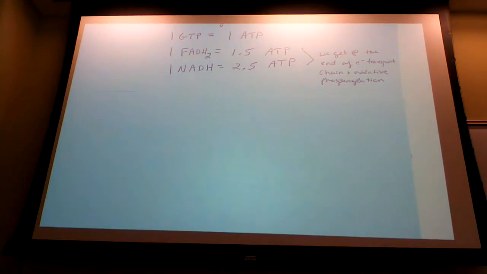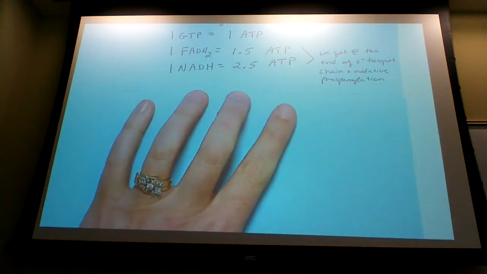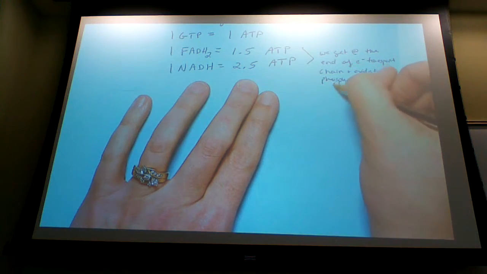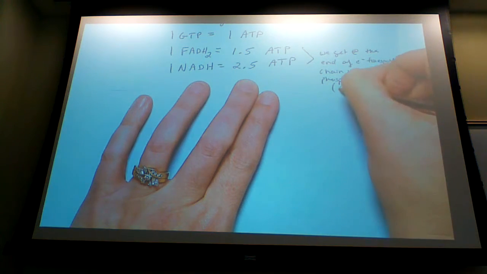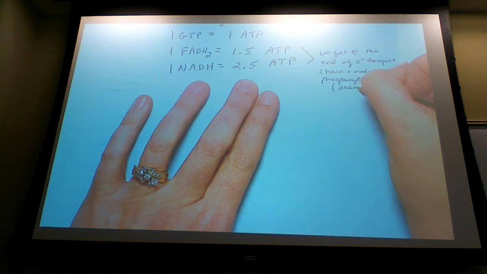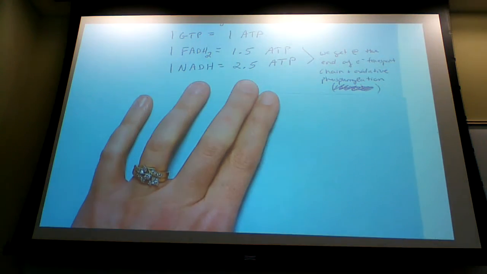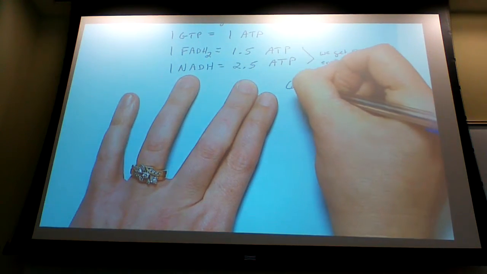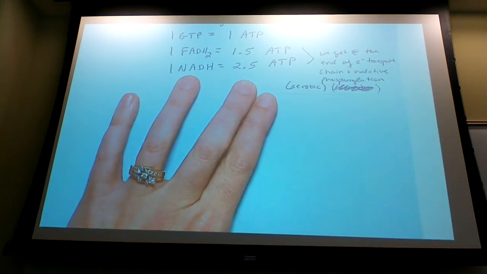So oxidative phosphorylation, what kind of conditions do you need to be under in order for this to happen? Not anaerobic. Aerobic, sorry. You have to have oxygen, so this is aerobic.